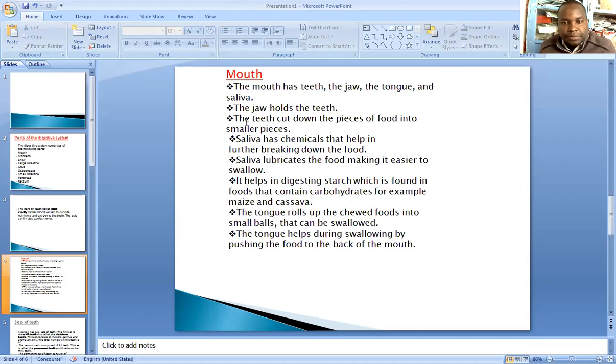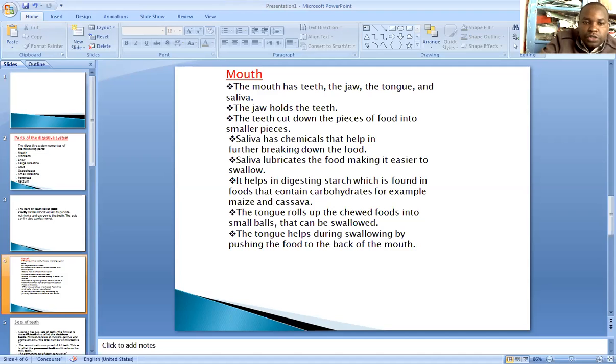Saliva has chemicals that help in further breakdown of food. Saliva also lubricates the food, making it easier to swallow. To lubricate is to make it moist. Then the saliva also rolls food into small round balls called boluses. I've said it helps in digesting starch.